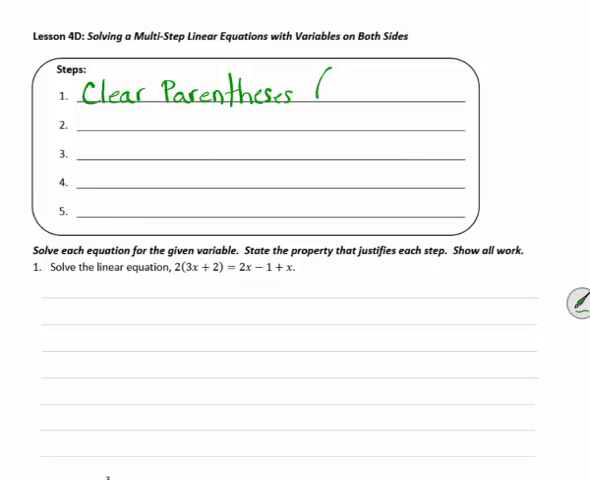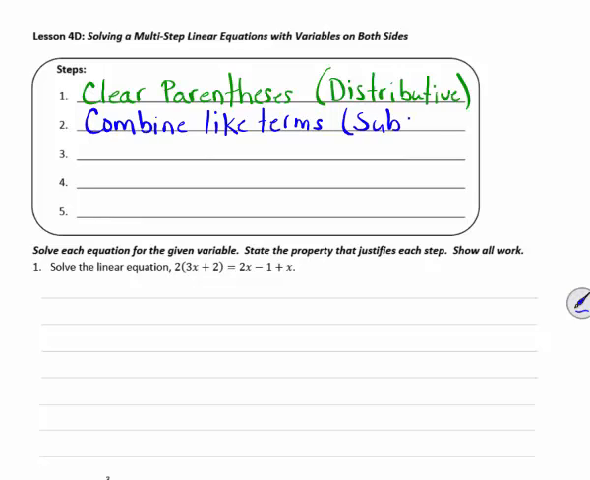And in parentheses here, I'm going to put that that's the distributive property, because we have to know what properties we're using. We still have to combine like terms. And if you remember from before, that's going to be our substitution property. It just says I can substitute equals for equals.